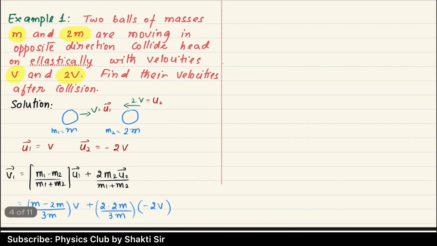So let's solve this equation. v1 vector is equal to negative m divided by 3m times v, plus 4 times 2 divided by 3, the m cancels, times v. So the m cancels, and what you get as v1 is negative v. This is the value you get after solving this term, so this is our v1.